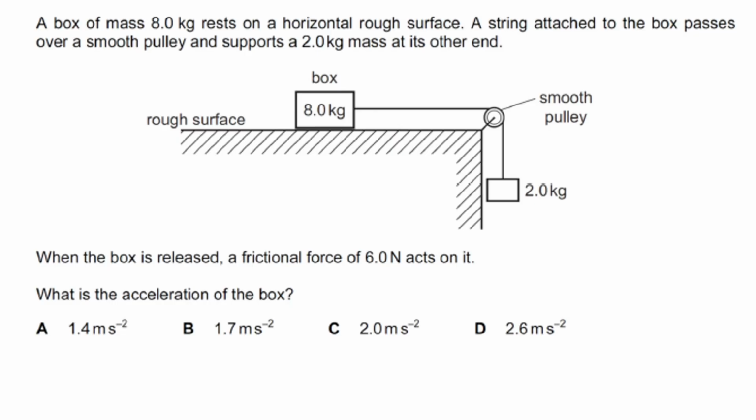Okay, so a box of mass 8.0 kilograms rests on a horizontal rough surface. A string attached to the box passes over a smooth pulley and supports a 2.0 kilogram mass at its other end. When the box is released, a frictional force of 6.0 newtons acts on it. What is the acceleration of the box? So let's try and label the forces that act on the boxes. Here on the box, when we let it go, we have the frictional force of 6.0 newtons to the left.